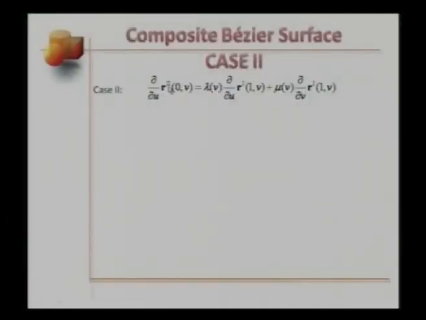Partial of R of the second patch with respect to U at U equals 0, for any V, equals lambda of V times partial of the first patch with respect to U at U equals 1 for any V, plus mu of V times partial of R1 with respect to V at U equals 1 and for any V. Mu of V is another scalar function of V.